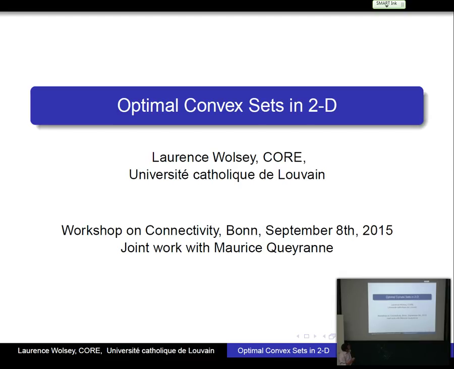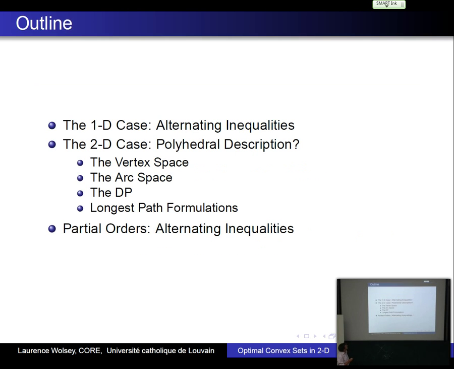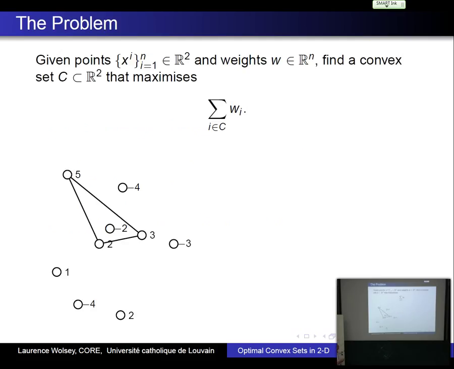This is a very simple problem that turns out to be even simpler than we thought. So I'm going to describe the problem, talk about the 1D case, which is trivial, and then look at the 2D case. I'm interested, as usual, just in trying to find a polyhedral description. And then we'll see various ways of looking at it and how it gets simpler and simpler as you go along. Sorry, my pictures are not up to standard as usual.